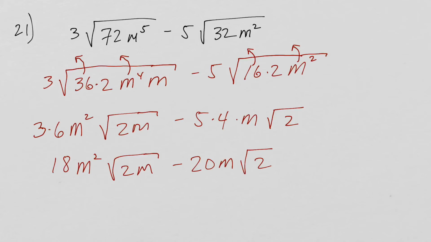Now if you look at the portion after the variable, after the coefficient, this is an m squared root 2m. This is an m root 2. These are not like terms and they cannot be simplified. So that is your final answer.